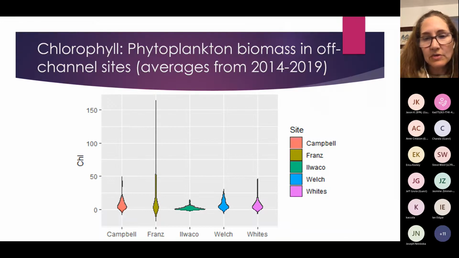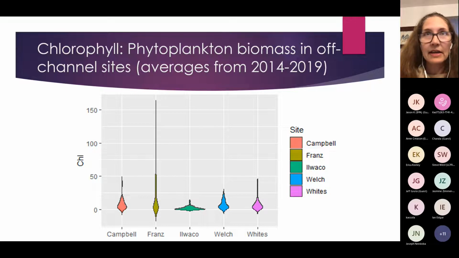So that was data from the Mainstem. If we look at the individual EMP sites and try to get a handle on what they look like on average, this is showing the 5 sites: Campbell, Franz, Ilwaco, Welch, and Whites. These plots show that on average you might get similar amounts of phytoplankton biomass at each of the sites, but there are episodic blooms or high biomass events, mainly at Campbell and Franz.